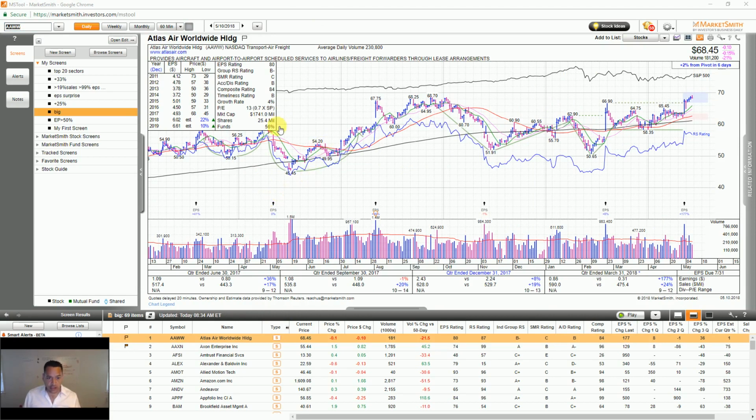And right away, here's the chart. The first name on the list, Atlas Air Worldwide. This is a stock that we spoke about before in the past. You can check the blog. We flagged this stock back at $35 a share. This is an airline, kind of like an airline transportation company, that signed a huge deal with Amazon, where Amazon was leasing some of their big planes to ship their products, okay?